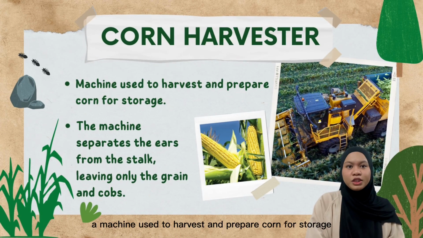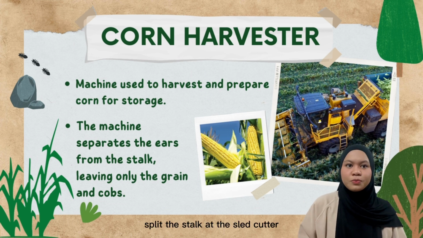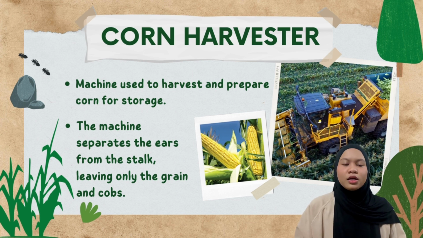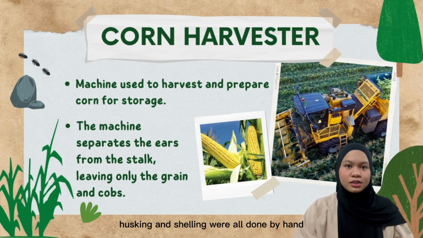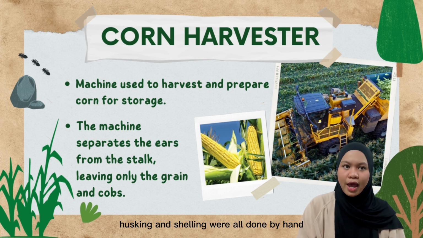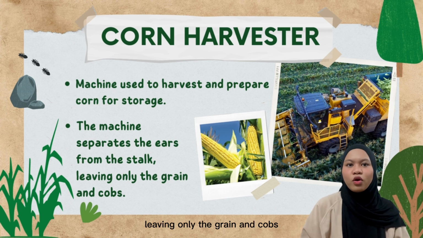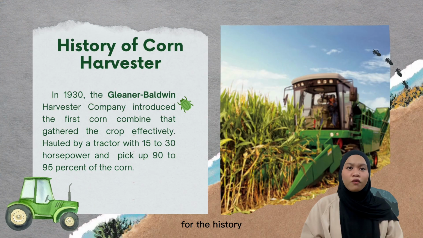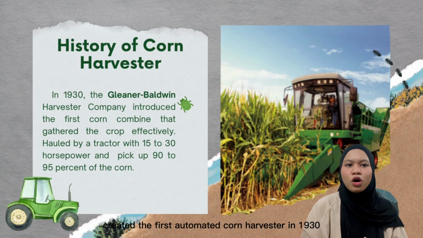The corn harvester, a machine used to harvest and prepare corn for storage. The first corn harvesting equipment, such as the horse drawn sled cutter, split the stalk at the crown. The stalks were bound into shocks for drying, and subsequent harvesting, husking and shelling were all done by hand. The automated picker separates the kernels from the stalk, leaving only the grain and cobs. For the history, the Gleaner Harvester Combined Corporation created the first automated corn harvester in 1930.